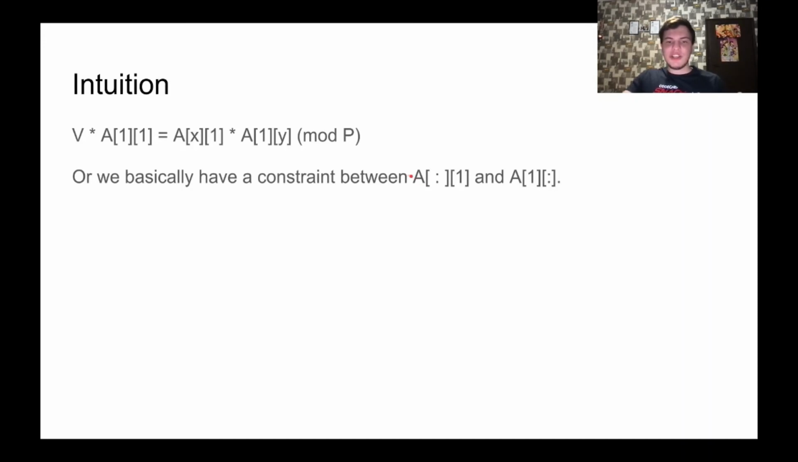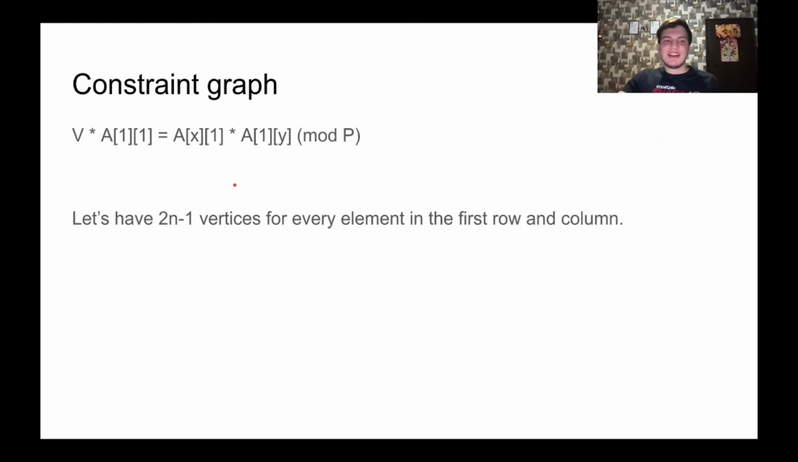In some sense, we just have constraints between the values in the first row and the first column. But yes, we have constraints of the above type. Now we are going to create a graph, which I'm going to call a constraint graph, where every variable corresponds to one of the cells from the first row or the first column. In other words, we have 2n minus 1 vertices, where every vertex corresponds to some cell on the first row or the first column. It's 2n minus 1 because we don't want two variables for the A11 cell; we have A11 just once.